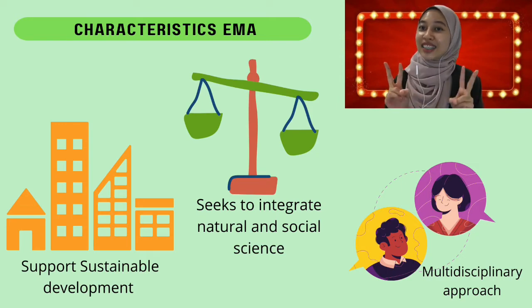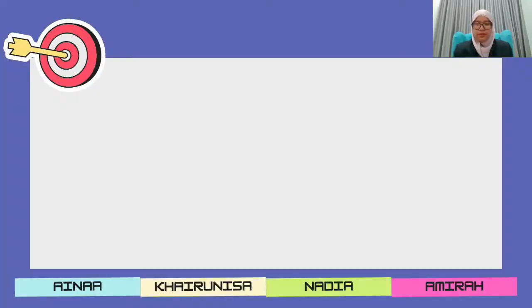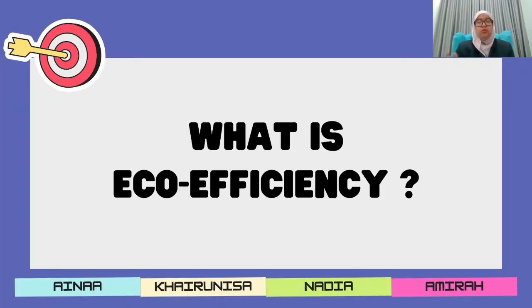That's all. Thank you. That's 8 points for you, Nisa. So, we will now open the topic of current initiatives in environmental-related management accounting. As you can see, there are 5 initiatives. The second question is, what is eco-efficiency?